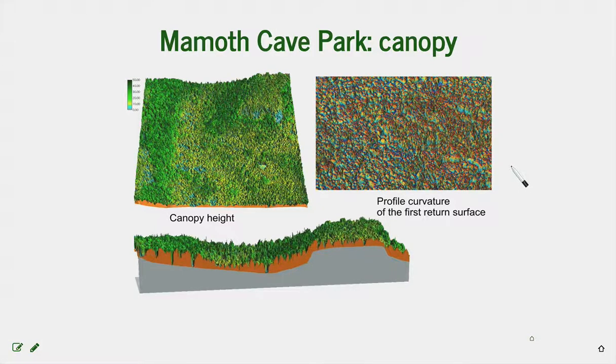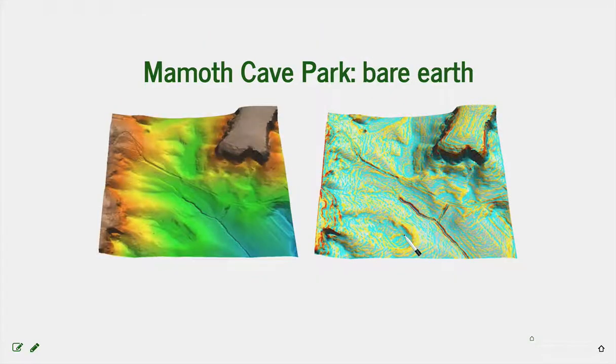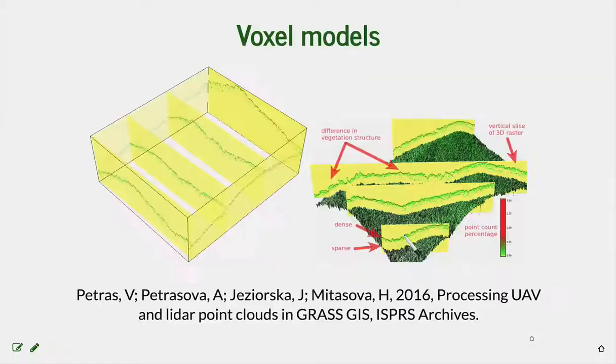A profile curvature, for example, can be used to detect the individual crowns, but there are other ways how we can detect the individual crown trees, and we may talk about that later. And here you can see the cross-section of the bare ground digital elevation model and the digital surface model with the canopy height. When we remove the trees, the vegetation, we can get down to the bare ground. And you can see that this reveals features that really were not visible in the digital surface model.